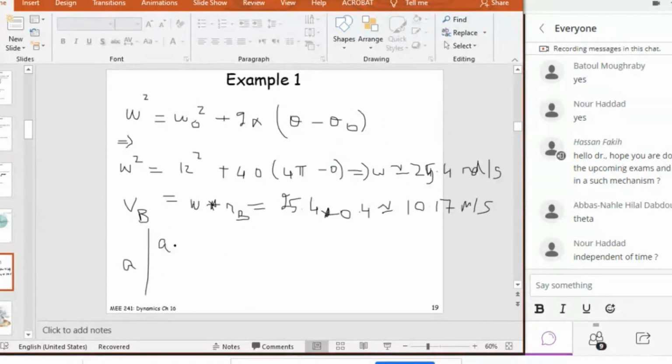And now if I want to find the acceleration, I'm going to have two accelerations. The normal acceleration, which in vector form is equal to minus omega squared times r. In magnitude, it's omega squared r. Of course, because I'm finding this acceleration at B. So it is 25.4 squared times 0.4, which is about 259 meters per second squared.